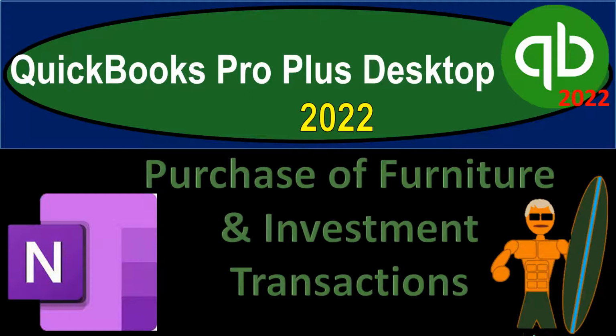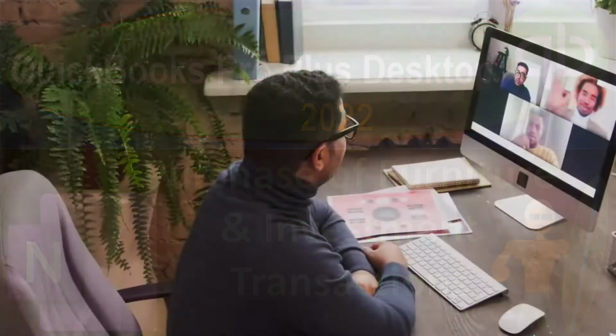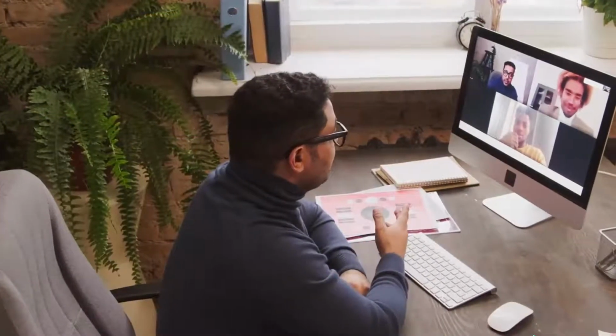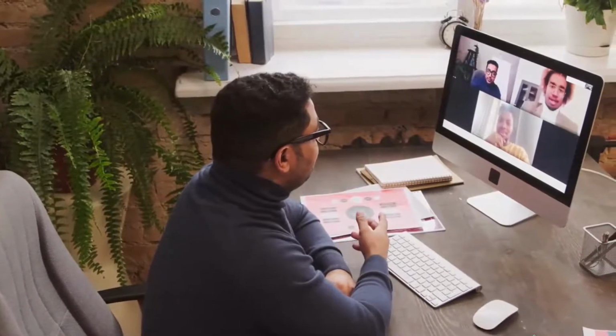QuickBooks Pro Plus Desktop 2022 OneNote presentation. Purchase of furniture and investment transactions. Let's get into it with Intuit's QuickBooks Pro Plus Desktop 2022.